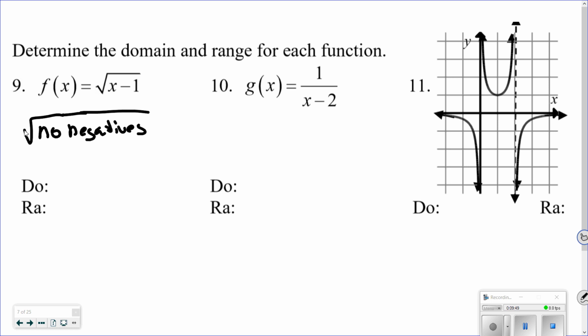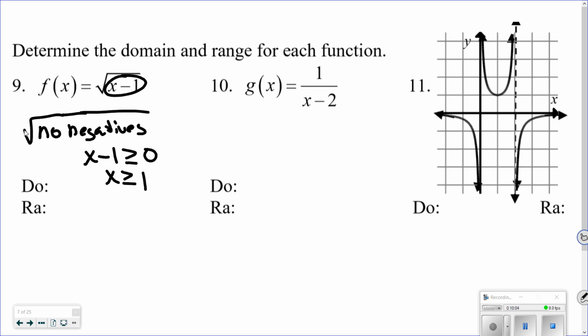So to find the domain, this is what we do. Well, x can normally be everything unless I get a negative. So I'm going to take x minus 1, and it has to be greater than or equal to 0. Well, if I solve that inequality, I have my answer. So I'm going to add the 1 over. x is greater than or equal to 1.